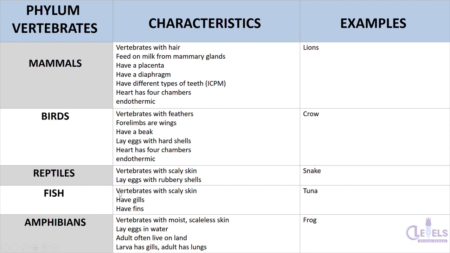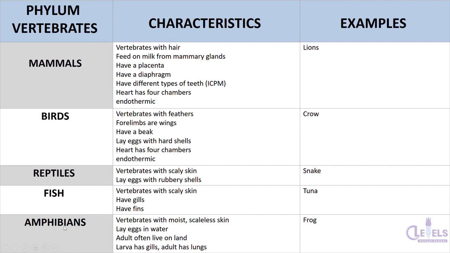Coming to fish. Fish are vertebrates with scaly skin. Again, we know that fish have scaly skins, that we usually descale a fish when we eat it. They have gills, so they can breathe underwater, and they also have fins, so they can swim underwater.